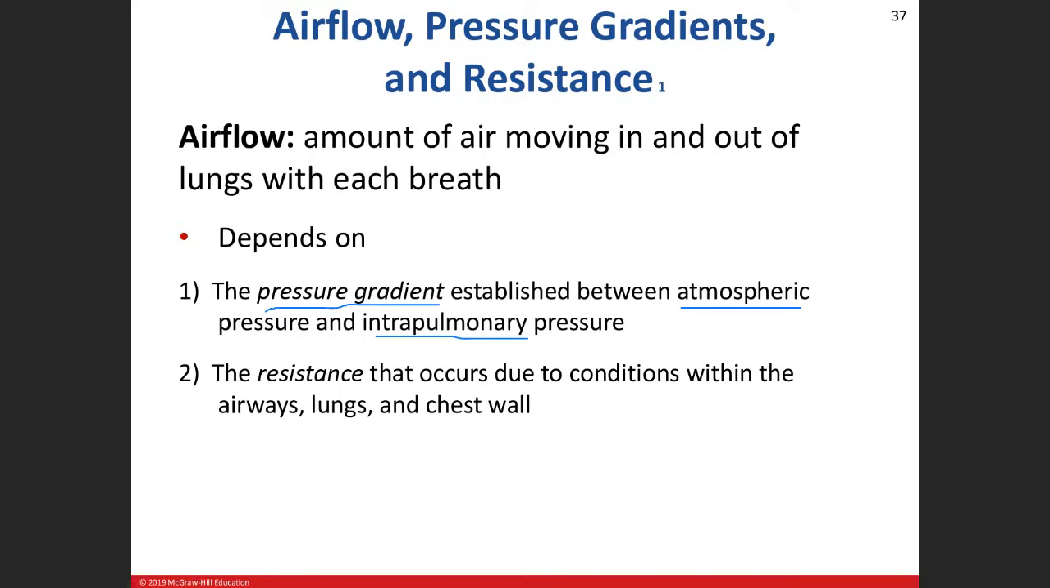Remember Boyle's law: we are going to be manipulating the chest wall. If we manipulate the chest wall, we manipulate the inside of the thoracic cavity, making it bigger and then returning it back to its original size. So that's all that has to play a role in resistance.